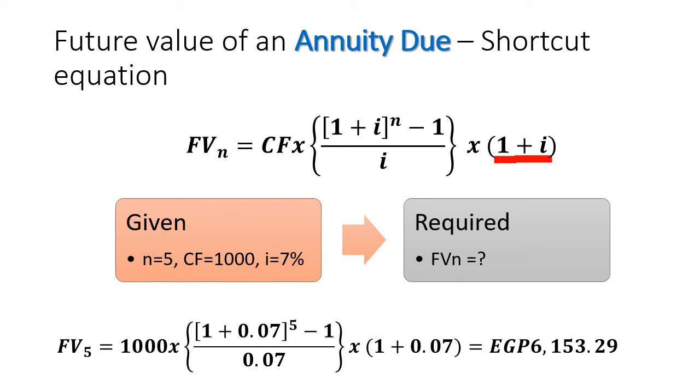So the future value at the end of year 5 will be 1,000 times the future value interest factor for annuity times 1 plus 7%, which is 6,153.